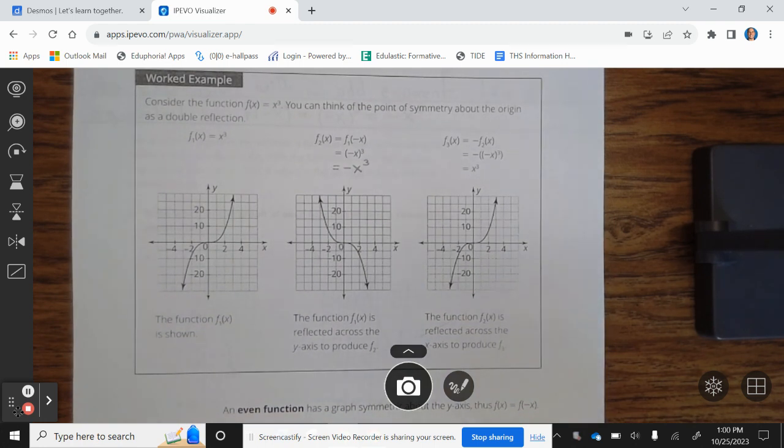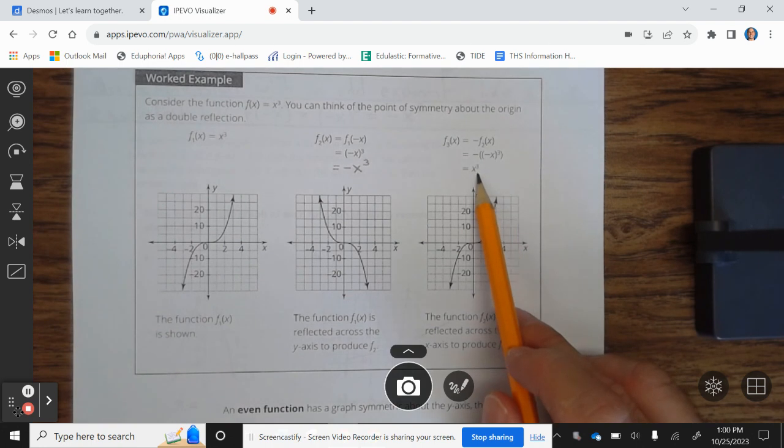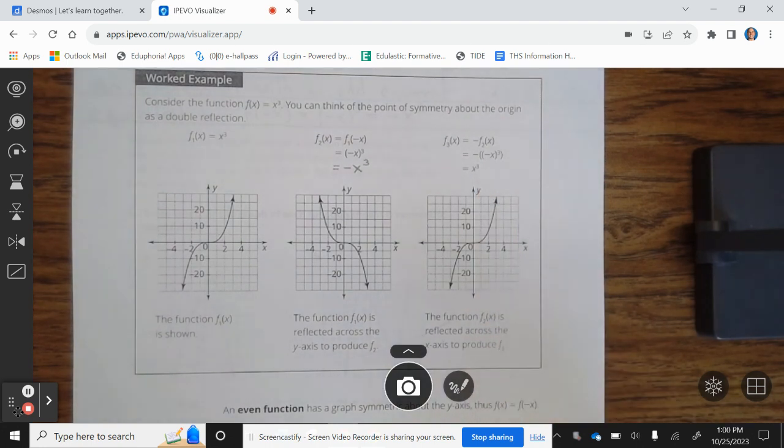Then when f3 of x equals negative f2 of x, that's negative times negative x cubed, which is x cubed. The function f2 of x is reflected across the x-axis to produce f3.